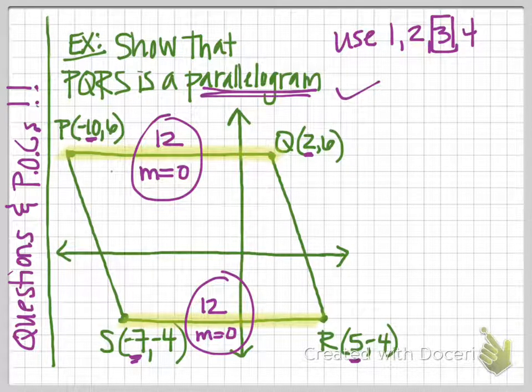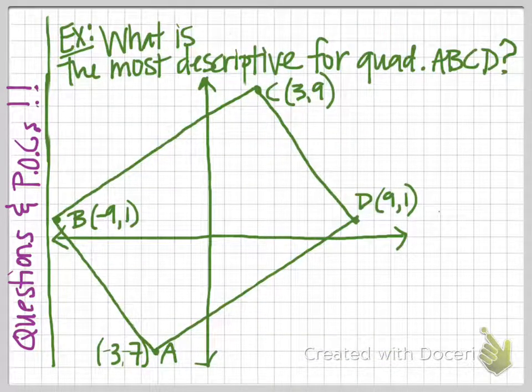Let's take a look at another one. So here's our last example. It says, what is the most descriptive, it should say name, for quadrilateral ABCD? So this is an example where we have no idea what kind it is. We're not trying to prove it's a particular given kind that they want.